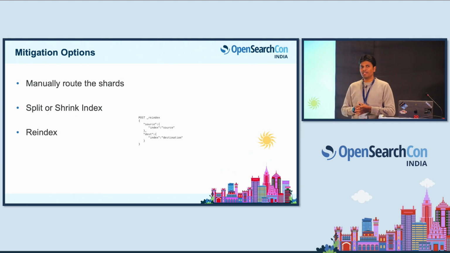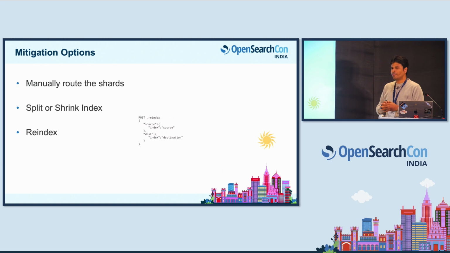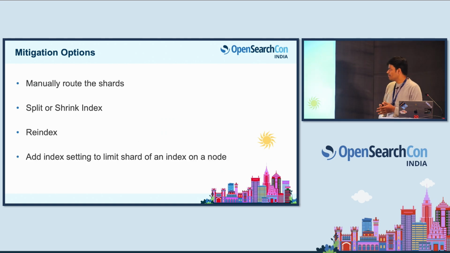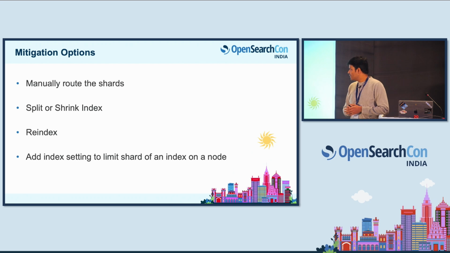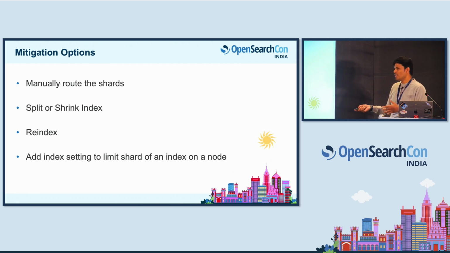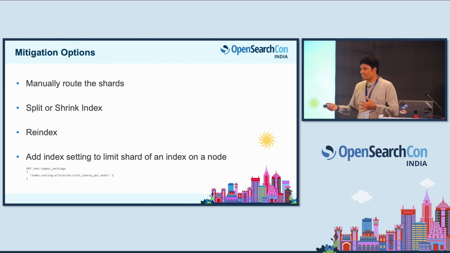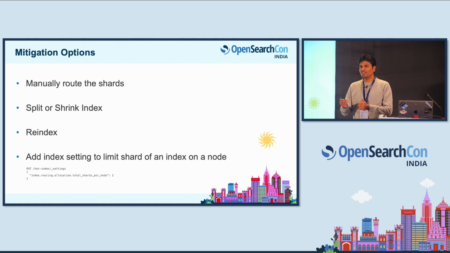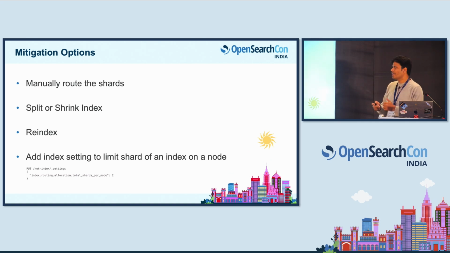Use the reindex API. This can come in handy if you want to get the right configuration and you're okay with certain downtime. Add index settings to limit the number of shards, although this is not preferable and has other consequences, but this is one of the ways in which you can certainly ensure that no more than this number of shards of an index are sitting on a node. With that, I think I've pretty much covered what I wanted to, and I would open the floor for any questions and answers.